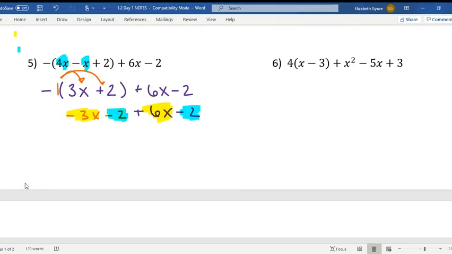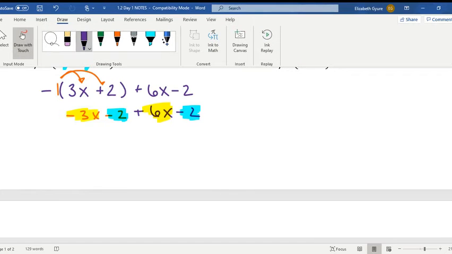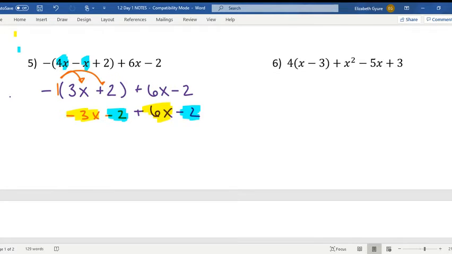So let's combine those. Now be careful when you're adding and subtracting here. Should we ever guess? What are we all allowed to use in this class? A calculator. You're allowed to use a calculator. So if you don't know what -3 plus 6 is, plug it into your calculator. So what is -3x plus 6x going to give us, Asia?